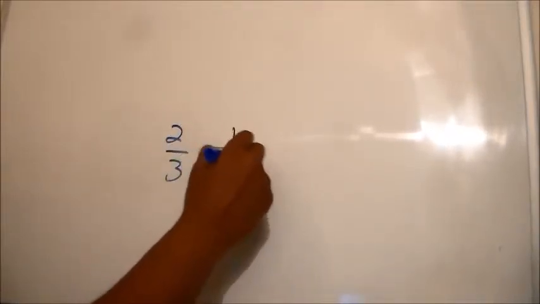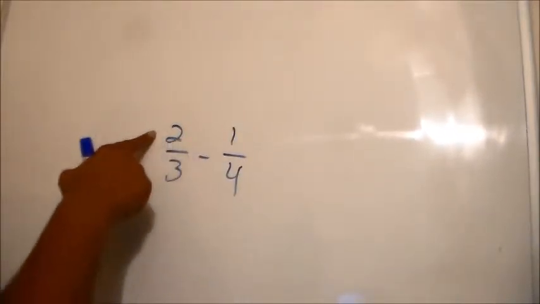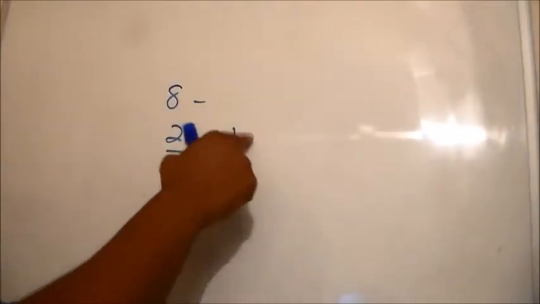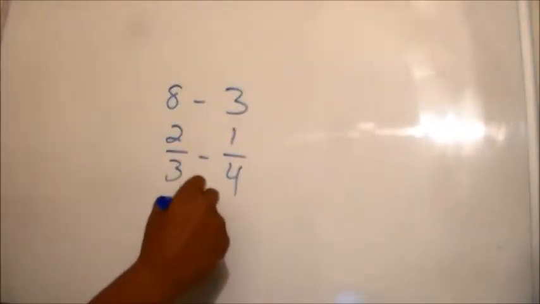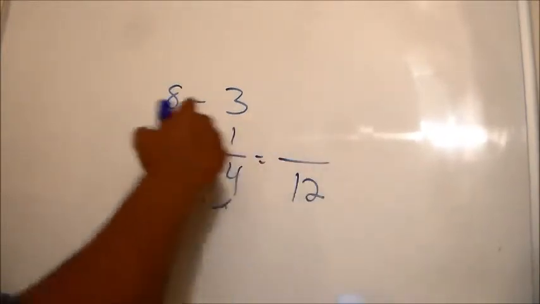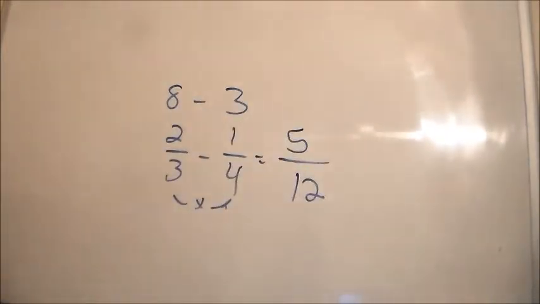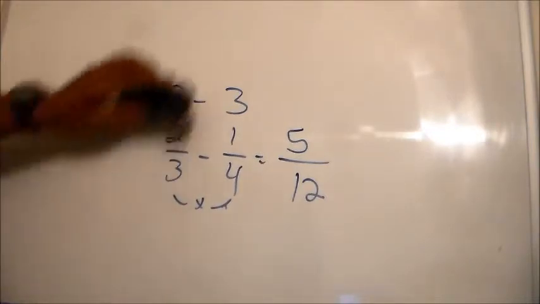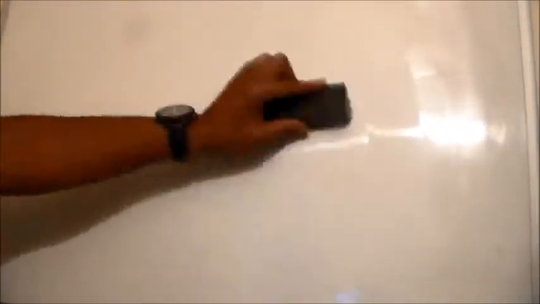2/3 minus 1/4. 4 times 2 is 8, minus 3 times 1 equals 3. Denominator 3 times 4, 12. 8 minus 3, 5/12. Can't do anything else with it. It's reduced.